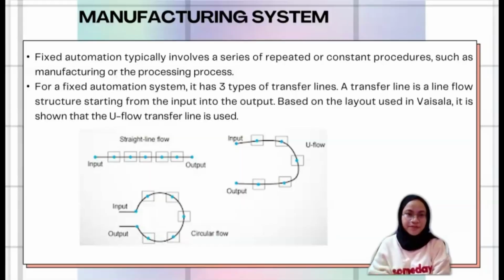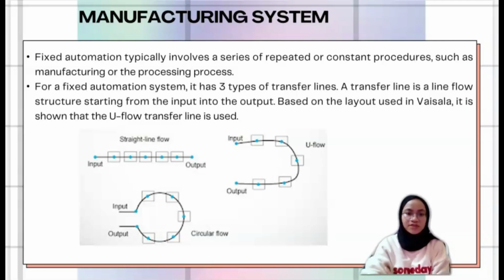For the manufacturing system, fixed automation typically involves a series of repeated or constant procedures such as manufacturing or processing, which means the fixed automation is specialized to generate a certain kind of product. Based on our project, we have chosen one product, which is the analog front end IC. For a fixed automation system, it has 3 transfer lines. A transfer line is a line flow structure starting from the input to the outputs. Based on the layout used in Vaisala, the company we have chosen, it shows that the U-flow transfer line is used.